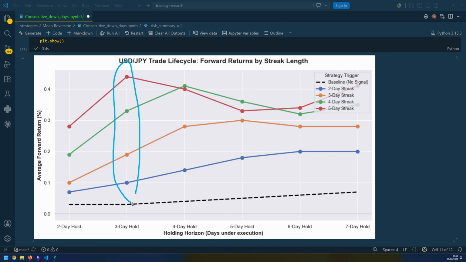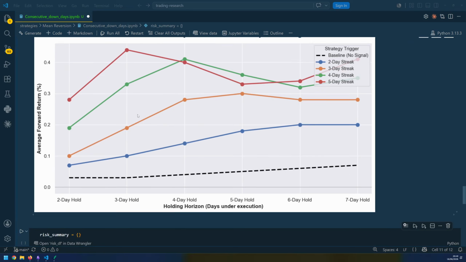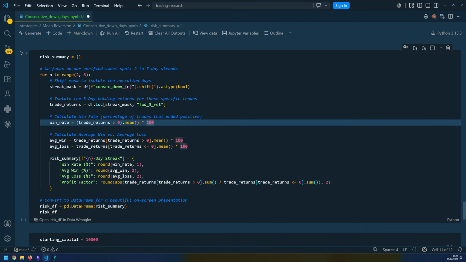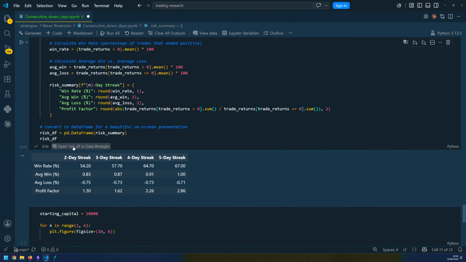I want to aim for this column here. Then what I can do in the next code block is calculate the results for each of those settings. So based on a 3-day hold, I can then compare my 2-day, 3-day, 4 and 5-day red candle streaks and see how they would have performed.